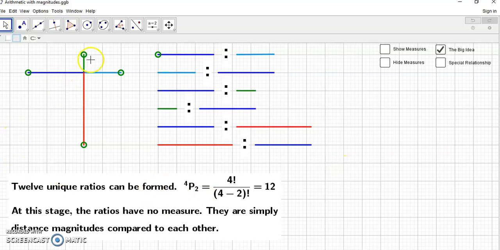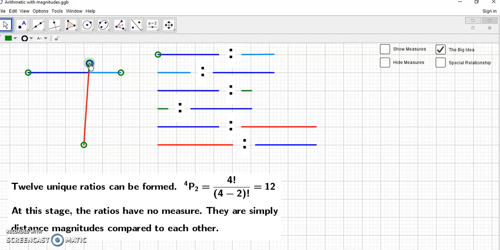Now, if you have any two ratios, such as you see here, a ratio of this dark blue line to this light blue line, or vice versa, or any one of the other 12 ratios that you can get out of intersecting two lines like this, and it doesn't matter how they're intersected, no problem. Then you need to understand that at this stage, the ratios have no measure. They're simply distance magnitudes compared to each other.